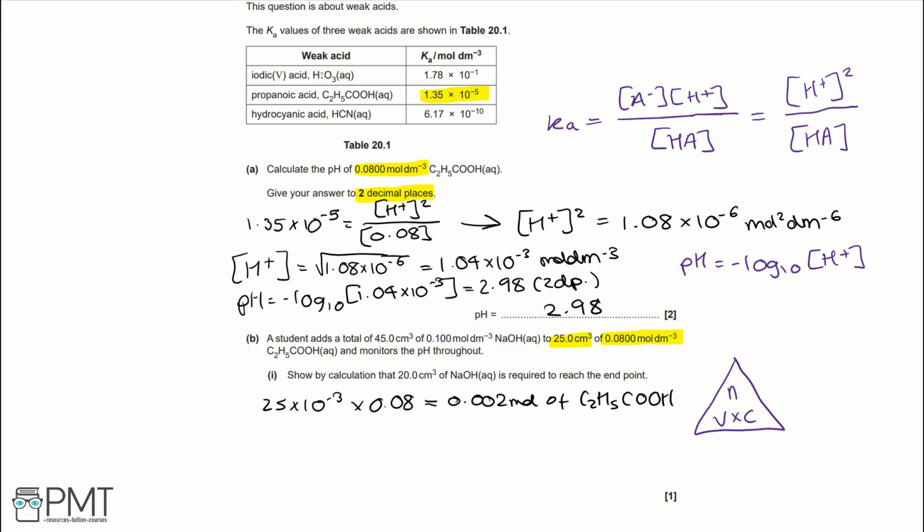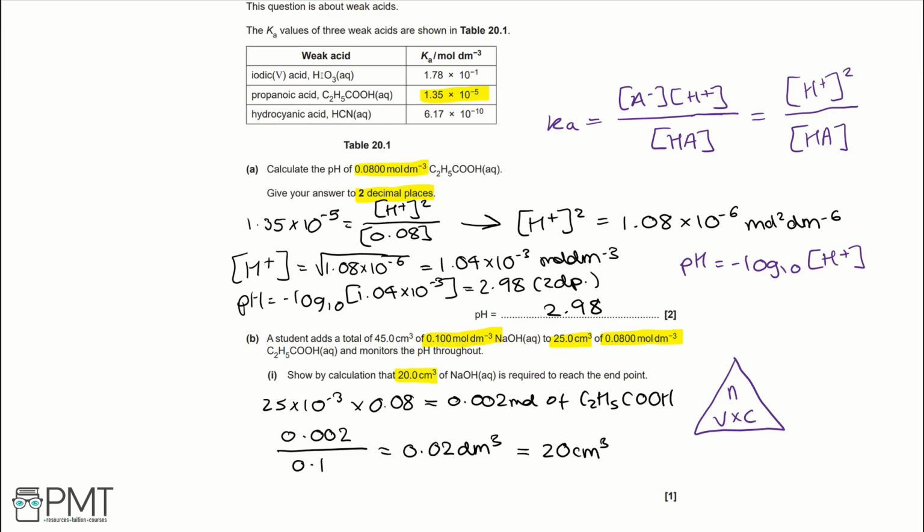Then we're going to use these moles to work out the volume of NaOH. Now we're told in the question that we're using a concentration of 0.1 moles per decimeter cubed. So we can work out volume by doing 0.002 divided by 0.1, and that equals 0.02 decimeters cubed. But we're told we're using 20 centimeters cubed, and so we need to times by 1,000 to get centimeters cubed, and that would give us 20 centimeters cubed, which matches what we're given in the question.